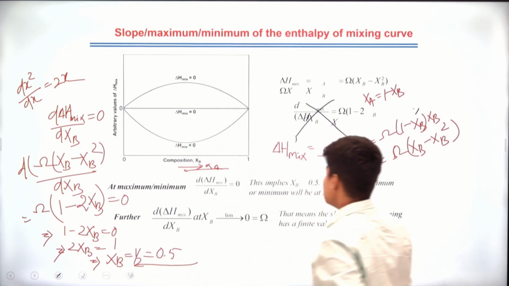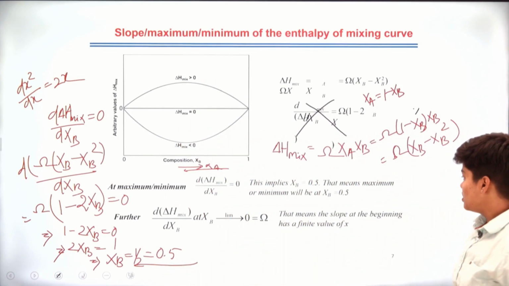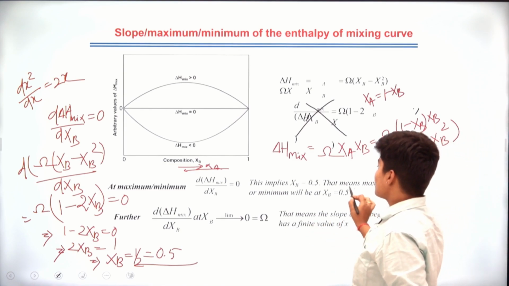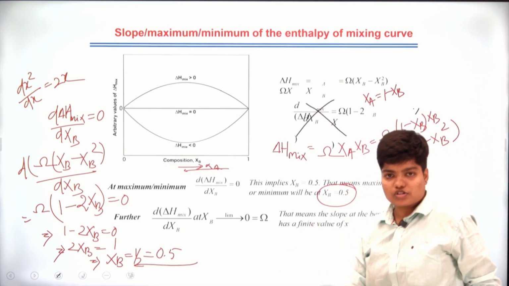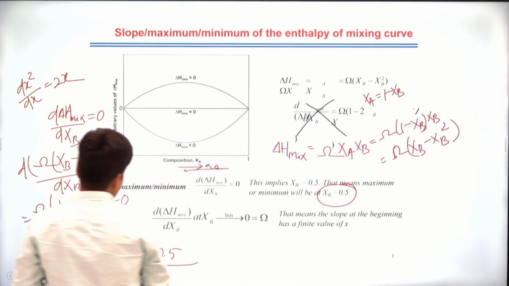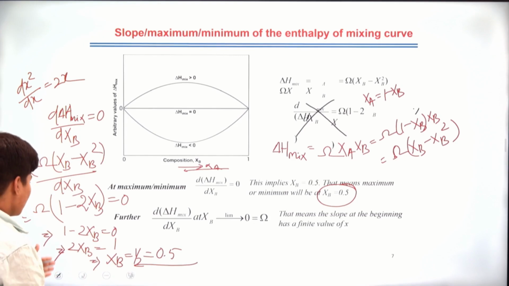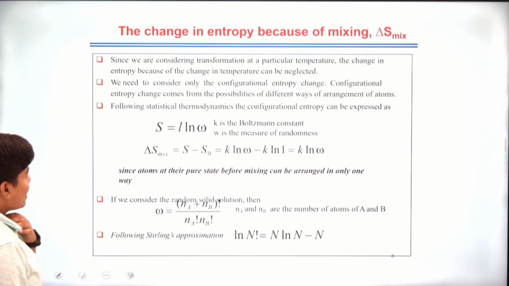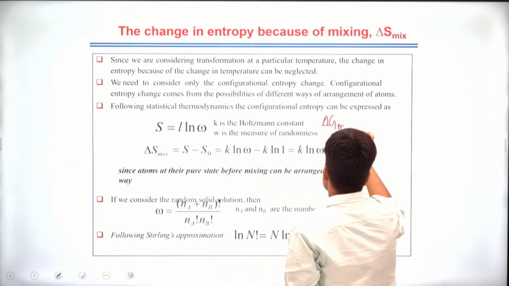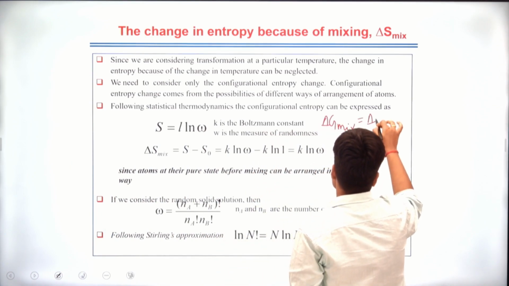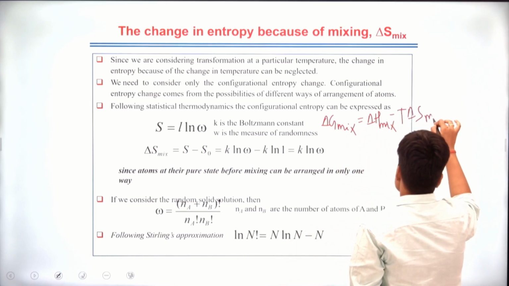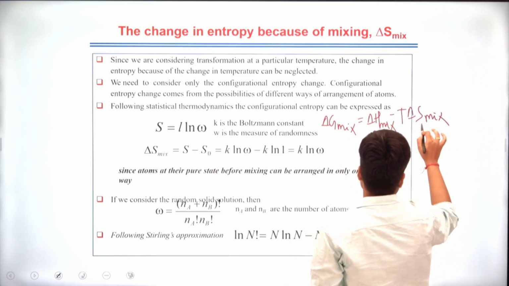This implies XB is 0.5, that means the maxima or the minima will be at 0.5 molar composition. Like this we can derive the maxima and minima. And now we derive first for del G mix. We have two quantities to derive: one is del H mix and another one is del S mix. Here we have derived the del H mix. Now for the del S mix.